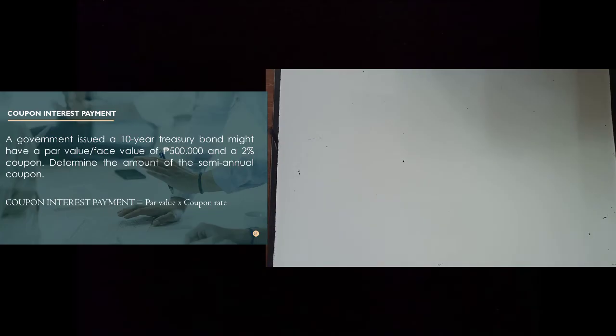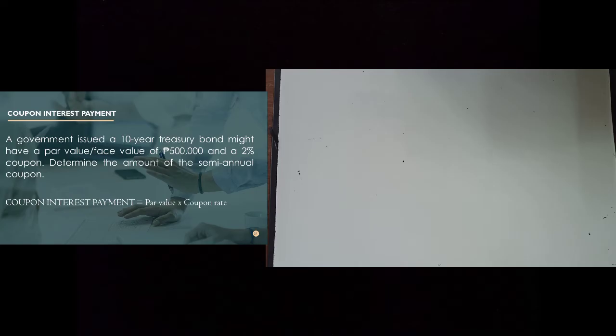Okay, so for example, we're going to solve for the coupon interest payment, or we're going to solve for the coupon payments or yung interest na matatanggap mo regular. Okay? So for example number 1, a government issued a 10-year treasury bond might have a par value or face value of 500,000 pesos and a 2% coupon, and determine the amount of the semi-annual coupon.